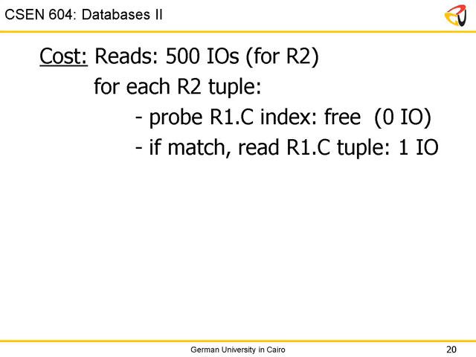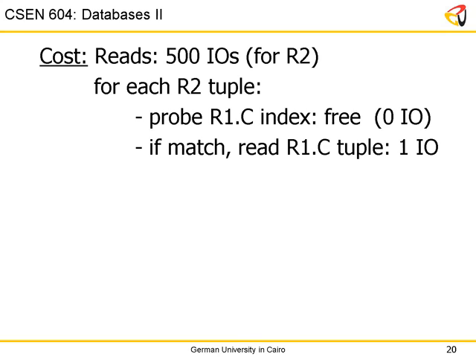Now, if I find a match, I need to get the tuple itself. Remember, the index just has the value and a pointer to where the tuple is, so the tuple could be anywhere. It's in some page on disk, so I'm going to spend an IO to read that page that has the tuple, to be able to put it in the result set.